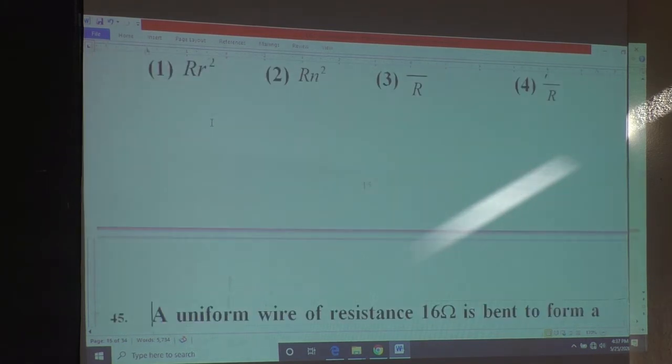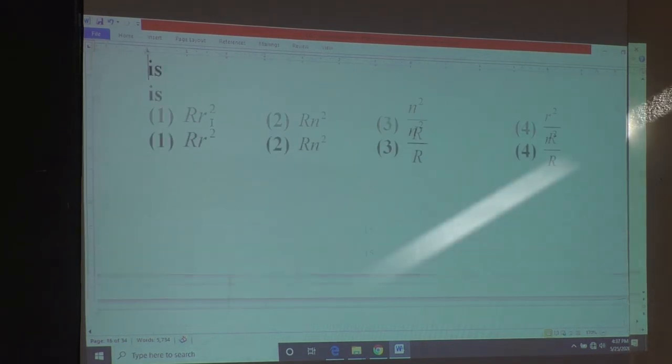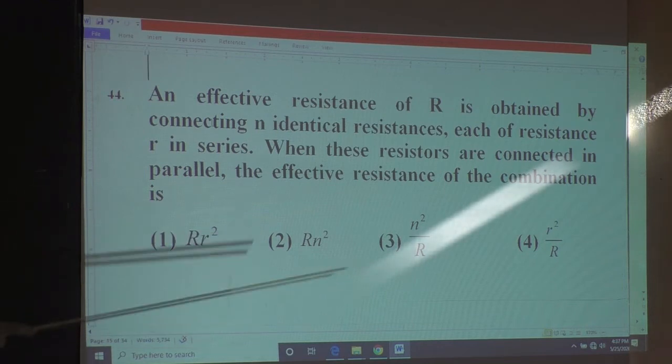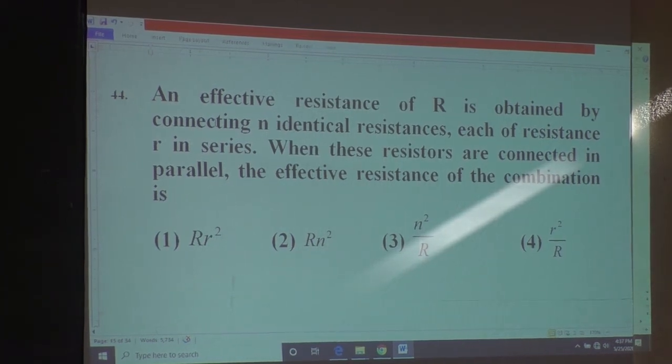Okay, then the 44th one. An effective resistance R is obtained by connecting n identical resistances, each of resistance r, in series. When the resistances are connected in parallel, the effective resistance of the combination is. Of course, the problem is easy, but selecting options requires a little bit of work here. Now, what do they want here?